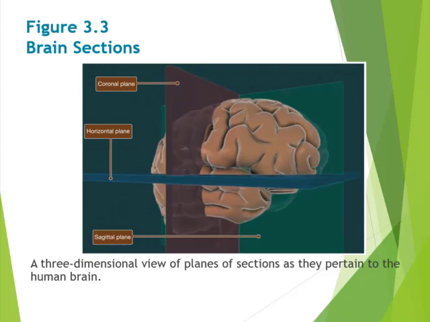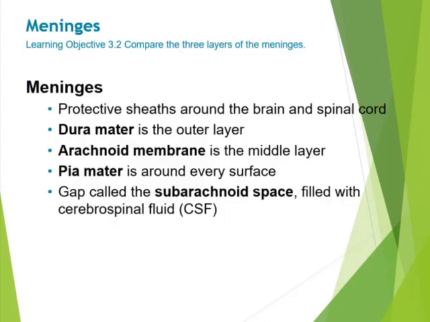So here is another 3D visualization from your textbook. You can see that the horizontal plane cuts the brain in half parallel to the floor. The coronal plane cuts the brain vertically in half, showing the brain parallel to the forehead. And the sagittal plane vertically cuts the brain in half and is perpendicular to the ground.